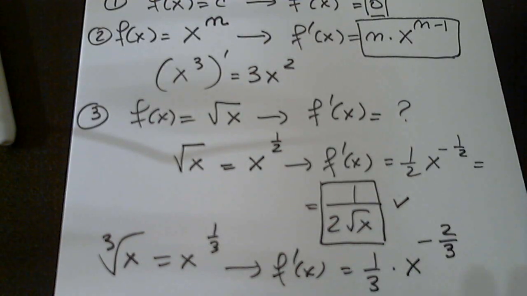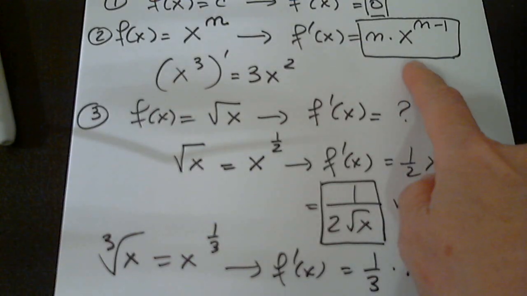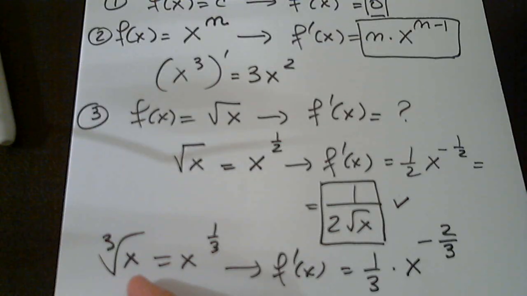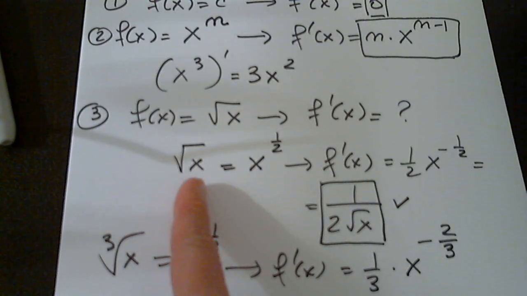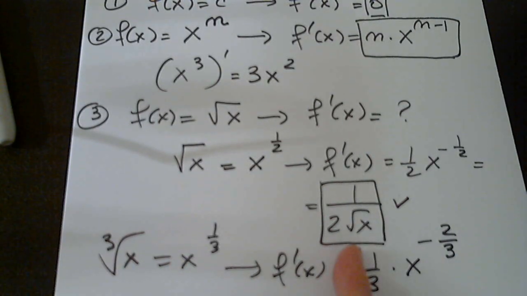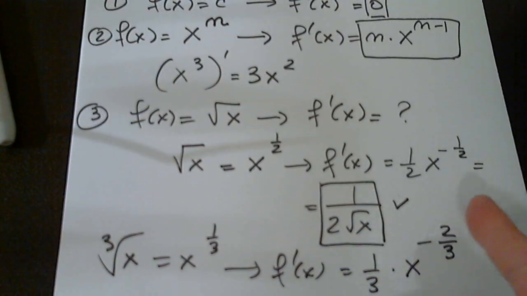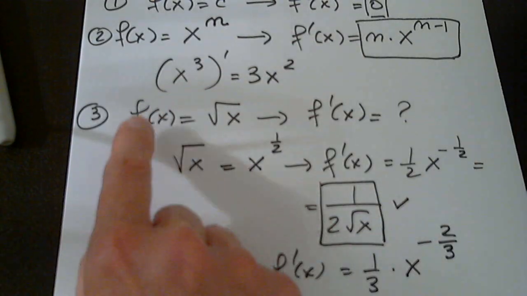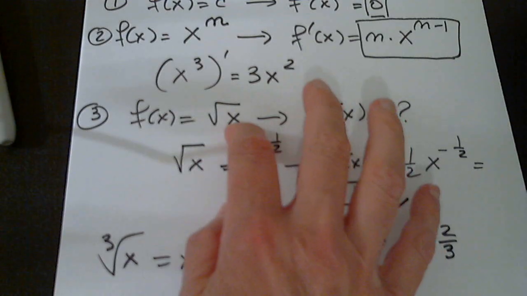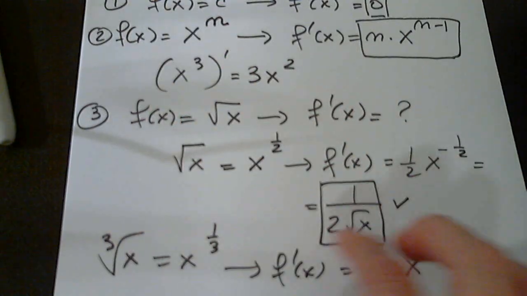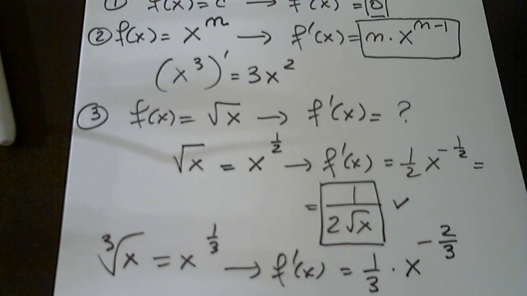Do you have to? No. You can always use the power rule for any radical. But I recommend just for the square root of x, don't use the steps. Just go directly to the f of x, the square root of x. F prime is 1 over 2 the square root of x directly. I highly recommend that.